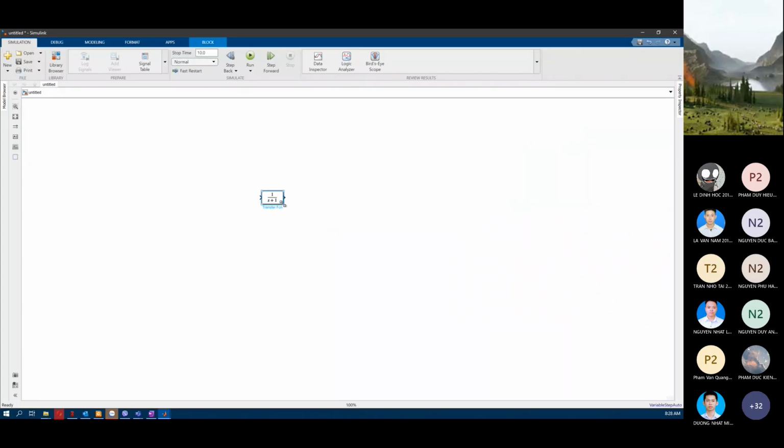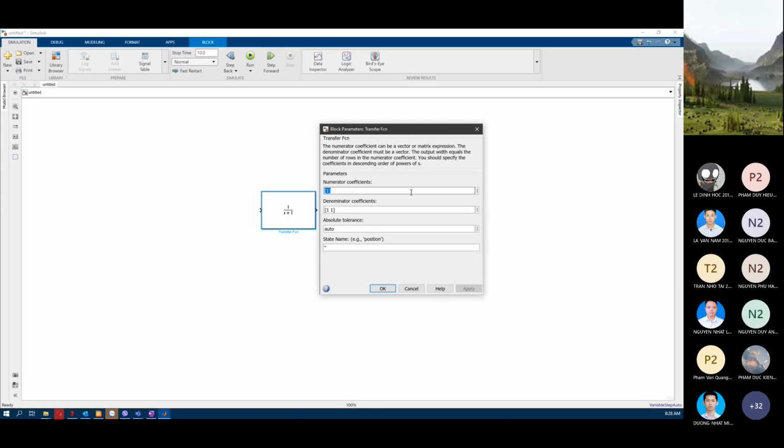Okay, we will define it as the numerator will be, suppose that we have the T1 greater than T2. Okay, for example 100 and 1. That means 100s plus 1. Okay, and the denominator will be 10 and 1.